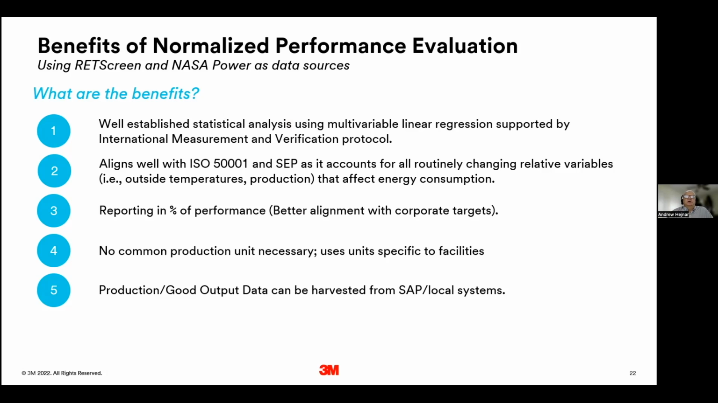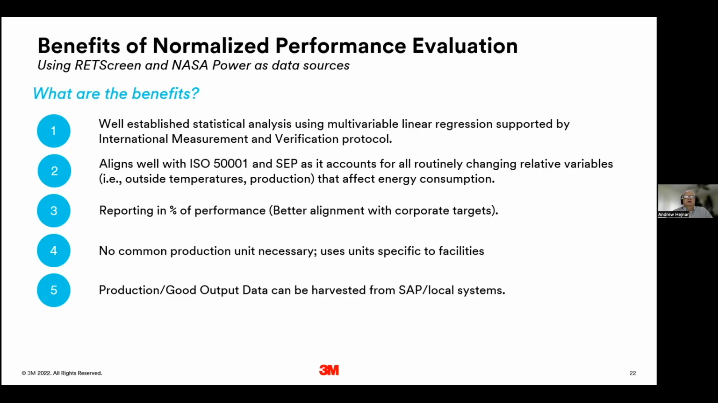Reporting in percentage of performance makes it better aligned with our corporate targets. And we don't need to use a common production unit. Sometimes, in the past, for example, we were converting our production to pounds, and we were using energy per pound output, which wasn't very accurate in many cases. Now we don't need to use specific units to facilities. We can use gallons, we can use square meters, you can use widget numbers, and all of those production units can be used in RETScreen analysis for normalized performance evaluation.